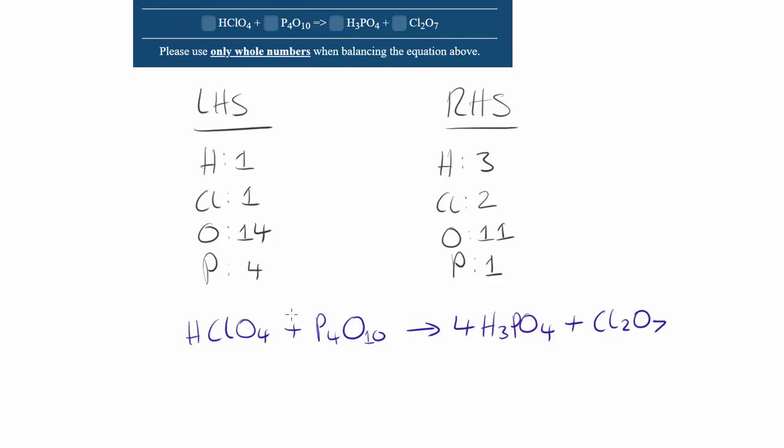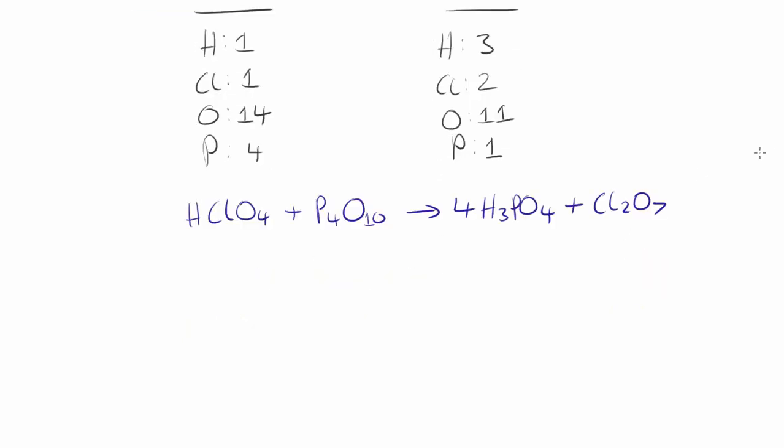Okay, so we didn't actually change anything on the left hand side of the equation, so that more or less means it would be the same, right? So when we write out the left hand side here, it would be the same as what it was before, so 1, 1, 14, 4.